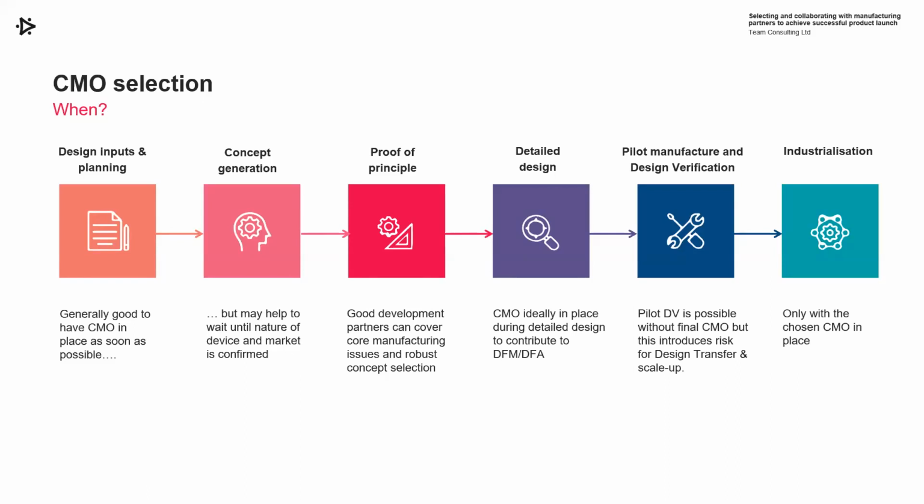Through detailed design, this is a point where you really ideally are going to have your CMO in place. They will be able to contribute to the DFM and DFA, that's design for manufacture, design for assembly, and they'll bring their expertise to bear, and you'll also be bringing them on the journey of the design rather than just presenting it as a fait accompli towards the end. So really during this phase, it's going to be good to get the CMO in place, and as we'll see on the next slide, it's actually not a bad time to be getting them involved.